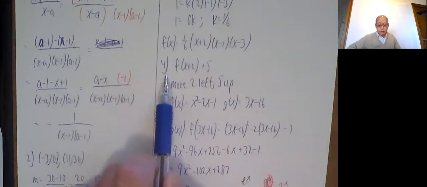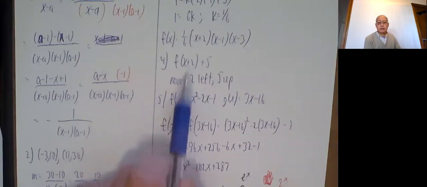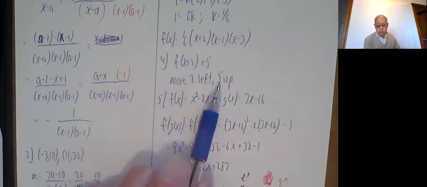Number 4, just give a description of what happens to the function. X got replaced by x plus 2, so that moves 2 to the left. And this 5 means you move 5 up.